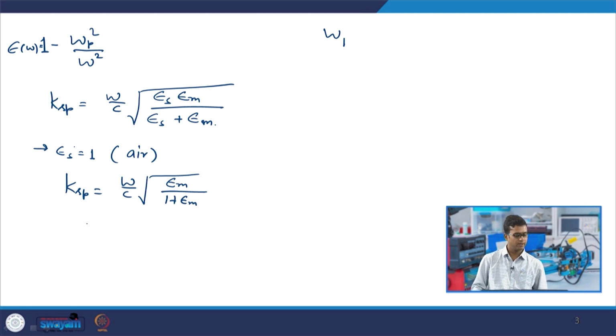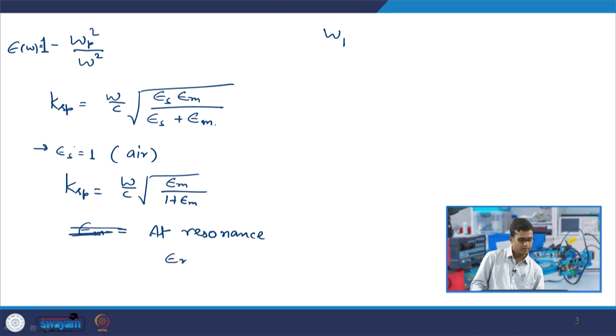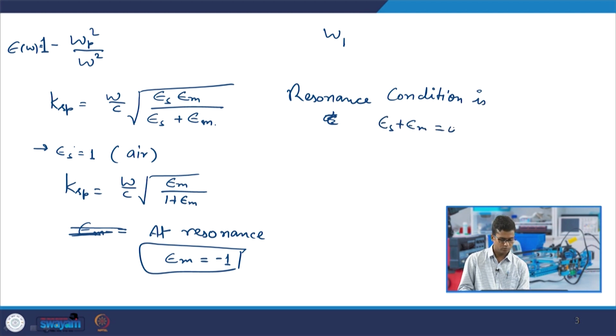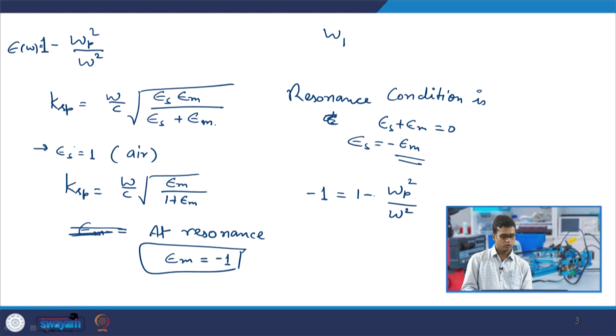So, if you put epsilon m at resonance, epsilon m is equal to minus 1. So, the resonance condition is epsilon s plus epsilon m is equal to 0. This term has to be 0 for resonance to happen, and epsilon s will be equal to minus epsilon m. So, here if epsilon s is equal to 1, then epsilon m is equal to minus 1. So, if you put minus 1 is equal to 1 minus omega p square upon omega square. So, it will be minus 2 is equal to omega p square upon omega square.